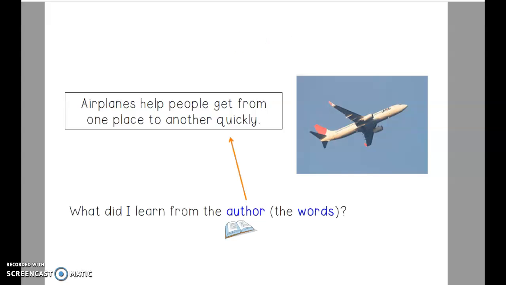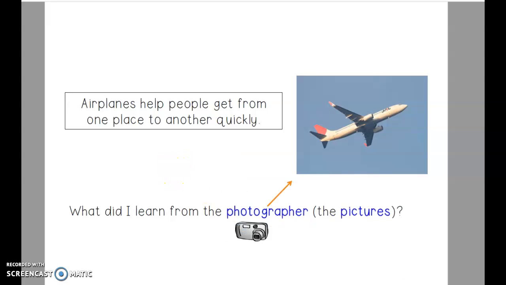Here's another one. I'm going to look at what the author is telling me. It says airplanes can help people get from one place to another quickly. Okay, so that's what I learned from the words. And now looking here at the photograph, I can see that airplanes have 2 large wings on either side, but they also have some smaller wings on the back. Very interesting information from the photograph. I didn't learn that from the author. I learned that from the photographer.